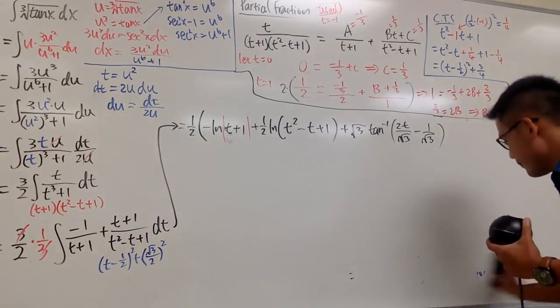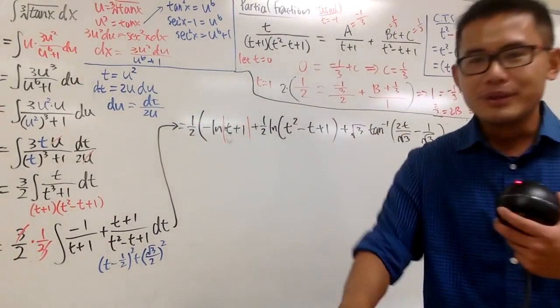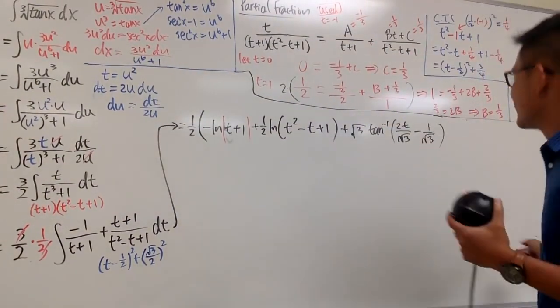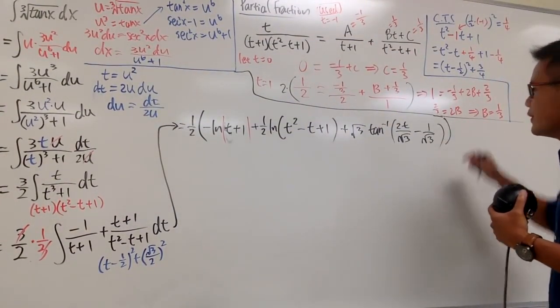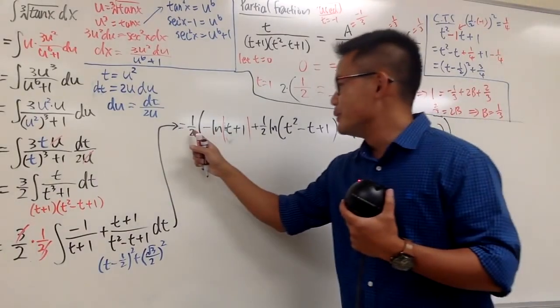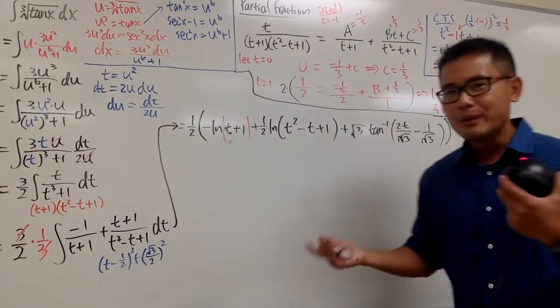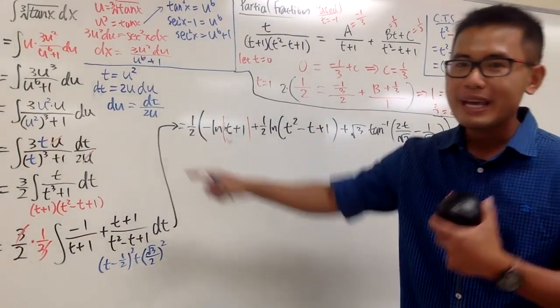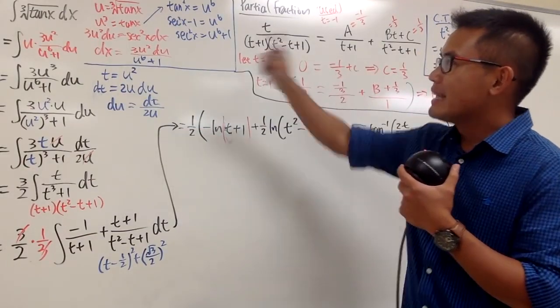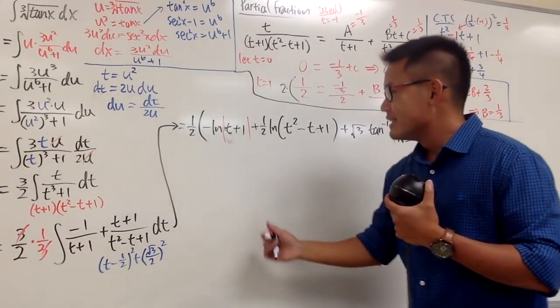All right, so that's what we have. We're done actually, right? Well, here are a few things that we have to do. We have to distribute the 1/2 into the parentheses, and then we have to get back to the u world, and then we have to go back to the x world, right? But let's take a look.